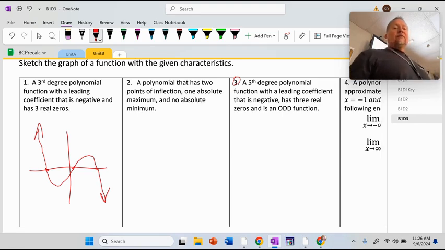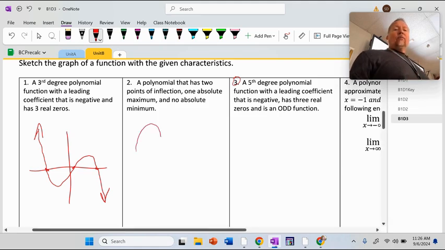Polynomial has 2 points of inflection. Remember, 2 points of inflection means 3 bowls, right? So 2 points of inflection. Let me make sure I had that right. One absolute maximum, and then no absolute minimum. Okay, so then I'd have to have a bowl, and then a bowl, right? So it had to be something like that.